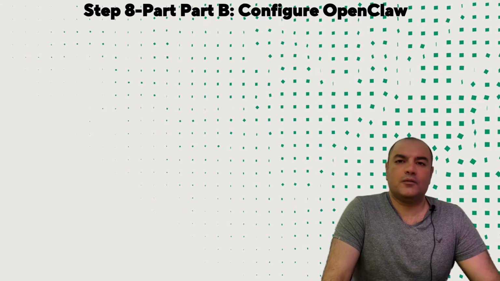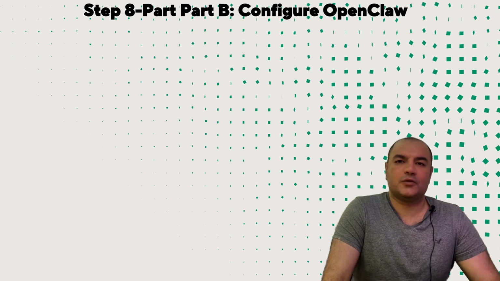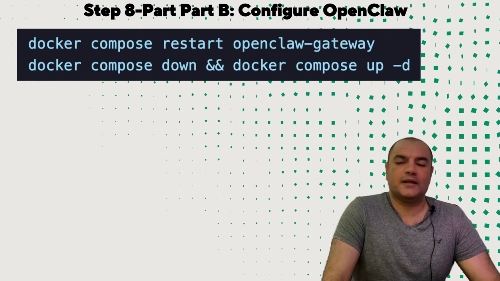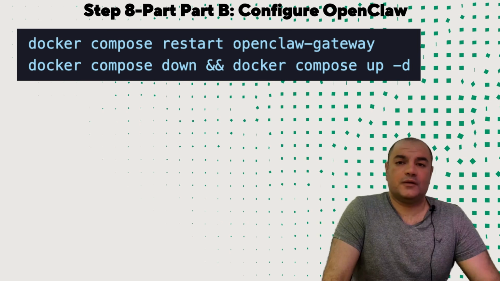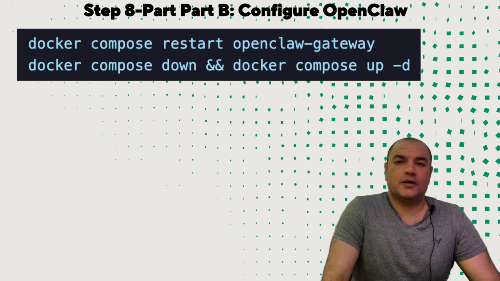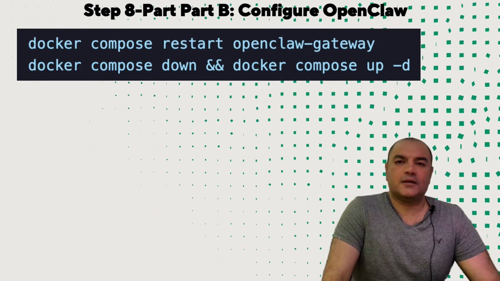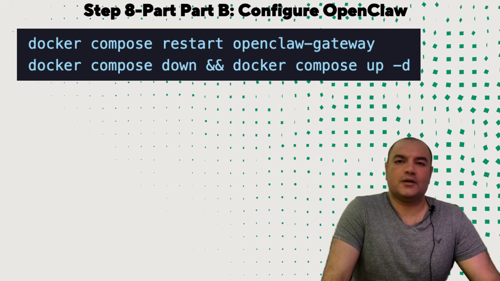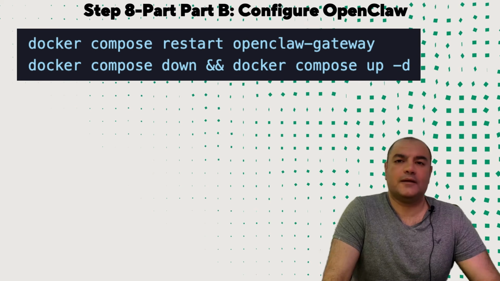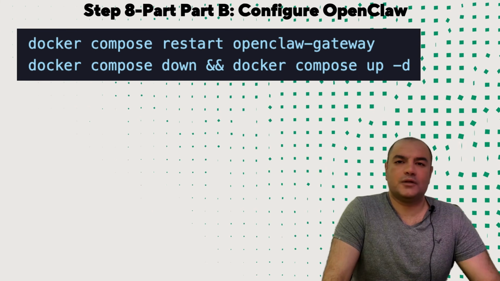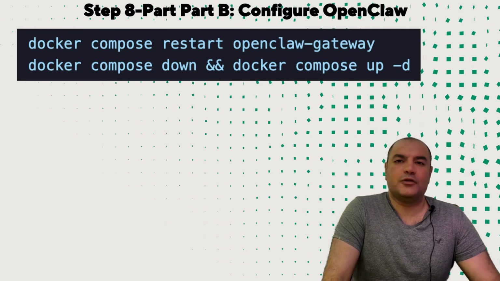Step 2. Restart the gateway, then do a full stack restart by typing these commands in terminal. docker-compose restart openclaw-gateway. docker-compose down, then docker-compose up -d. That is a gateway restart, followed by a full system restart.